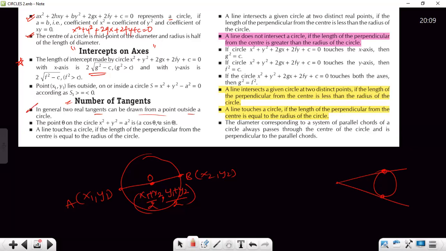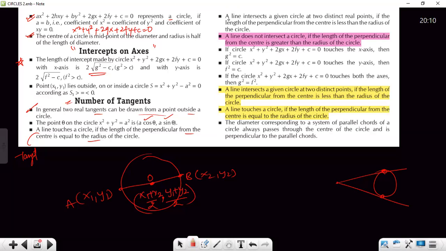The point theta on the circle, so this is the parametric form. A line touches a circle, meaning this line is a tangent, when the length of the perpendicular from the center is equal to the radius. So when the distance between the line and the center is equal to the radius, it is a tangent.